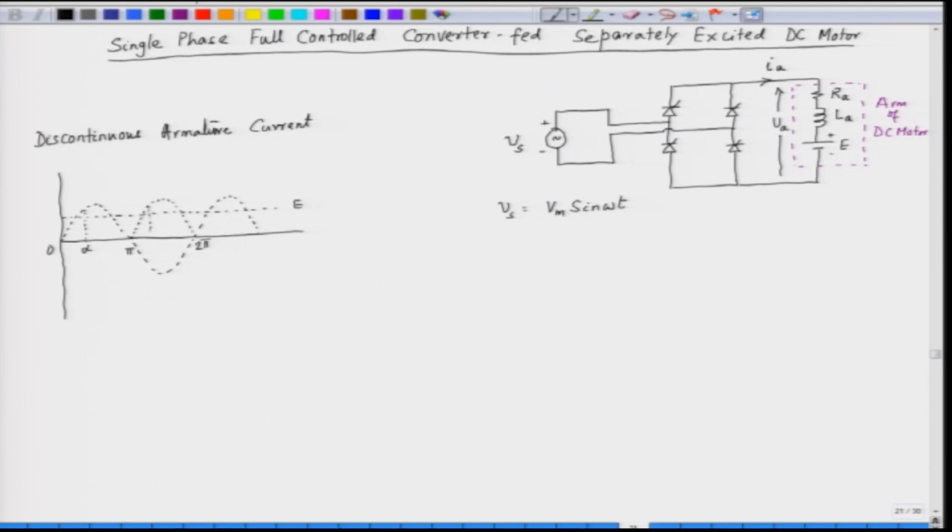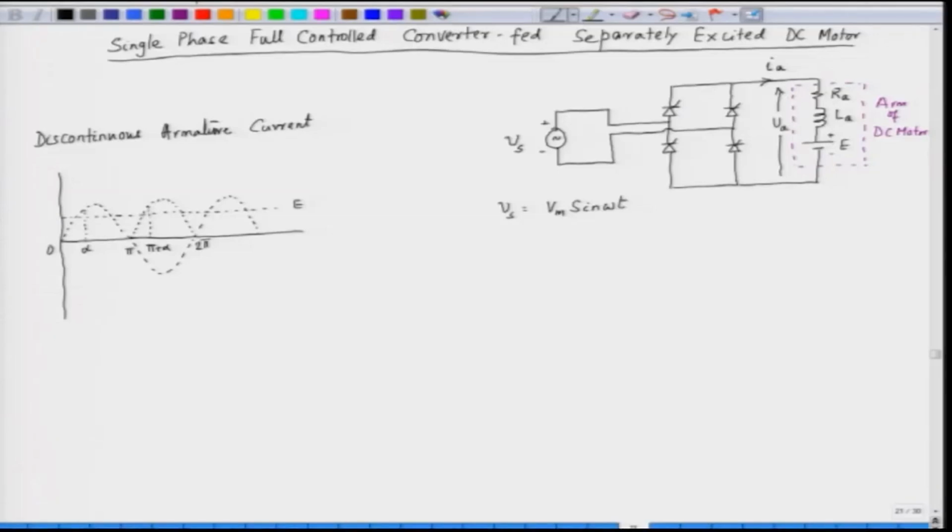So, here also we trigger it at an angle alpha. So, this value is pi plus alpha. So, the current rises from 0. When we trigger the SCR, the current starts from 0. Now, we see that we have an RLE circuit. So, when we trigger the SCR, let us say we have T1, T2. T1 and T2 are triggered in the positive half cycle, because they are forward biased in the positive half cycle, and T3 and T4 are triggered in the negative half cycle.